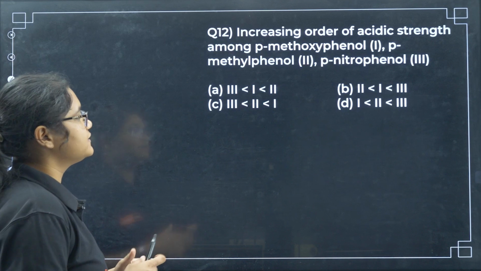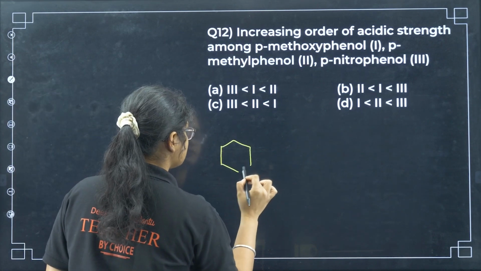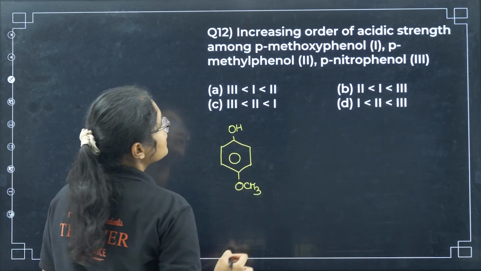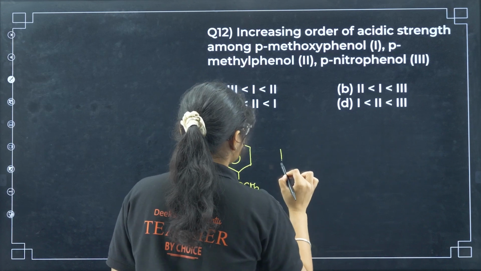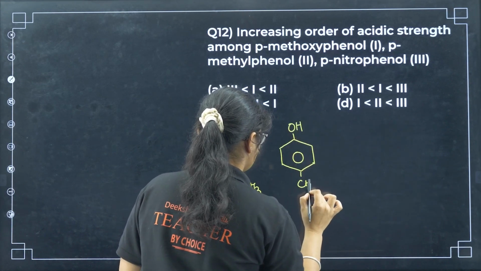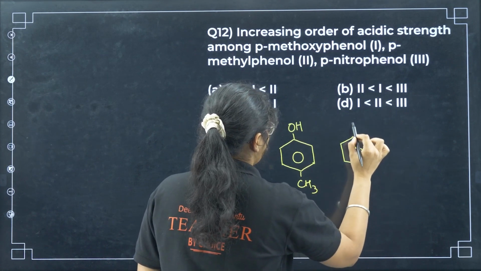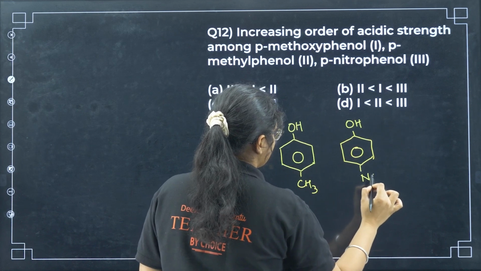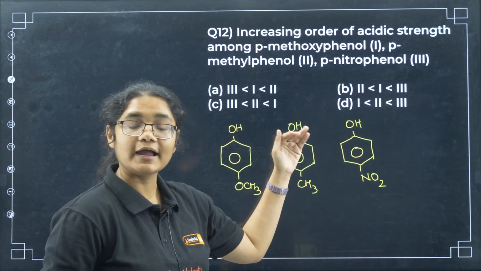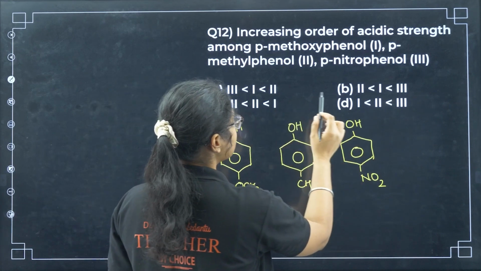Next, question number 12, increasing order of acidic strength again. So we have para-methoxyphenol, the first one is OH with para-methoxy group. Then we have para-methyl phenol. Then we have para-nitrophenol. Okay, so these are the things. Now if you see that para-nitrophenol is highly acidic because of an electron withdrawing group, right?